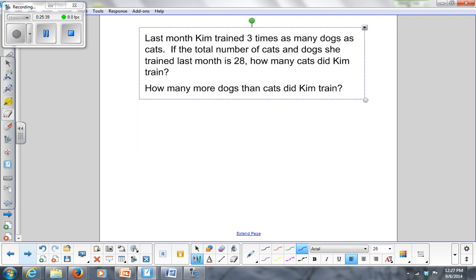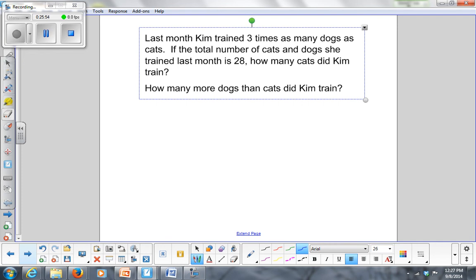Last one. This is a multi-part question. Just like you guys saw on your tests, you will see that a lot where it has multiple things that you have to do to solve the question. Last month, Kim trained 3 times as many dogs as cats.